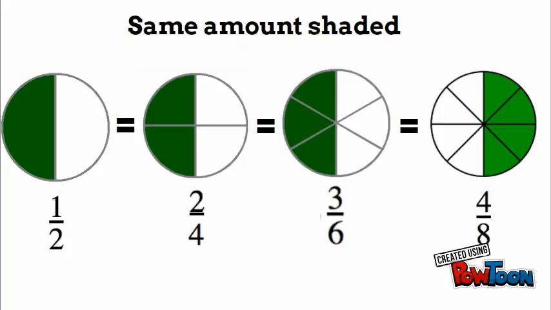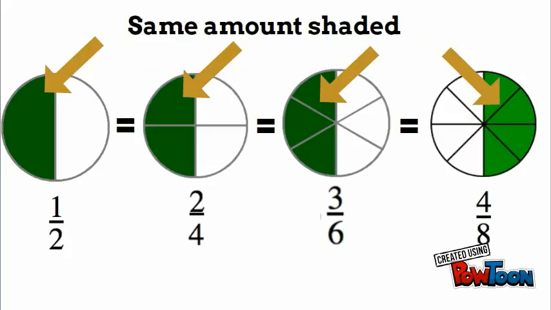And we know they are equivalent because they all have the same amount of area shaded in a circle that is the same size. So we would say 1/2 is equivalent to 2/4, is equivalent to 3/6, and is equivalent to 4/8. These are all the same fraction. Let's see if we can use this idea to find fractions that are equivalent to 1/4.